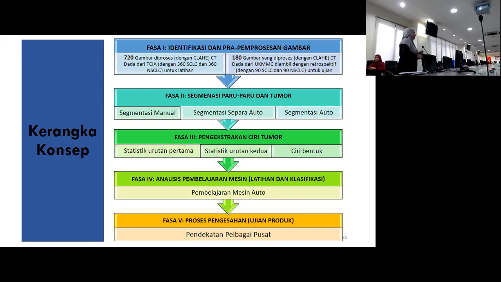Alright, phase number 2. This is the segmentation part. We have 3 parts. So the previous researcher only do manually. This is the gold standard for segmentation, and also Sapphire Auto, but we try to add the automatic segmentation. And phase number 3 is extraction of the features. And then number 4 is analysis using machine learning, automatic machine learning to classify the lesion. And the last phase is for validation, where we try to compare the result with a different center.